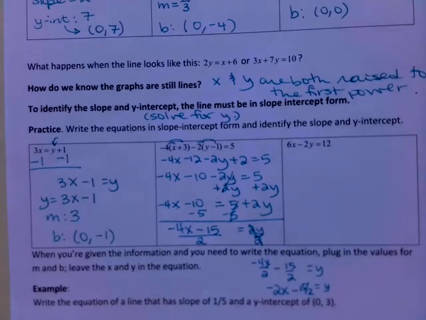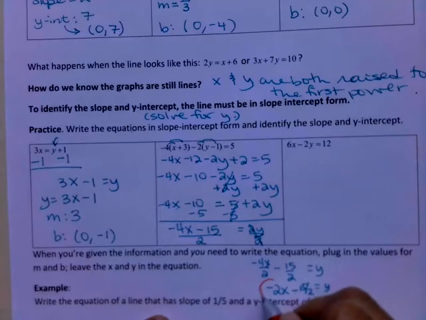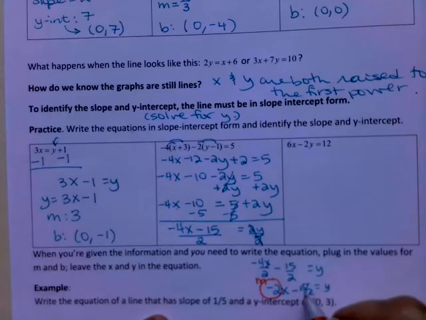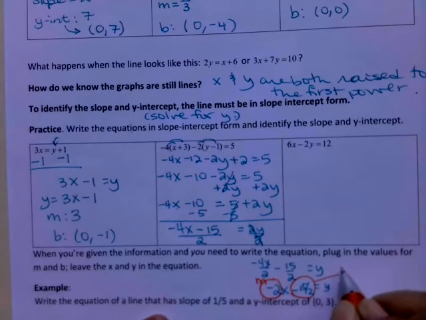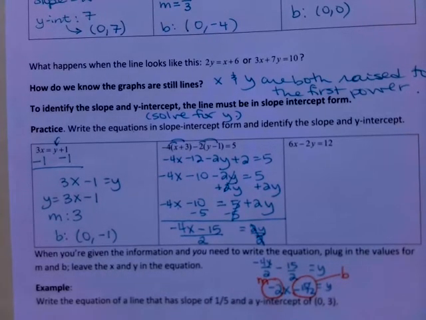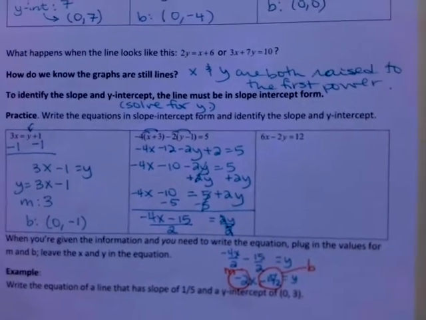Let's see, so my slope, I'll just circle it because I don't have any room, is m, right? Negative 2 is my slope, m. And then negative 15 halves is the b, right? Because we got the y all by itself. Okay, let's see. I'll try to space better on this next one.